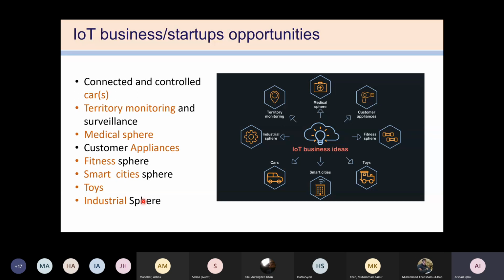So there are certain business and startup opportunities in AIoT or IoT, like connected and controlled cars, territory monitoring and surveillance, medical sphere, customer appliances, fitness sphere, smart cities sphere, toys, and industrial sphere. There are big chances to start your own business or provide some services to users based on IoT and artificial intelligence.